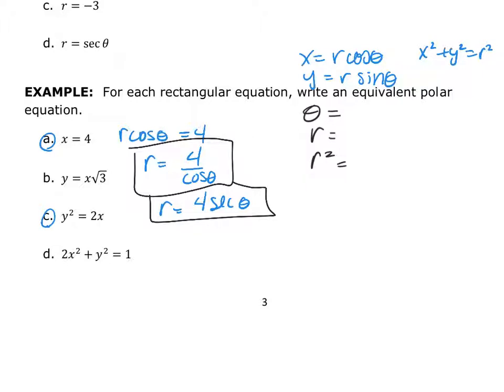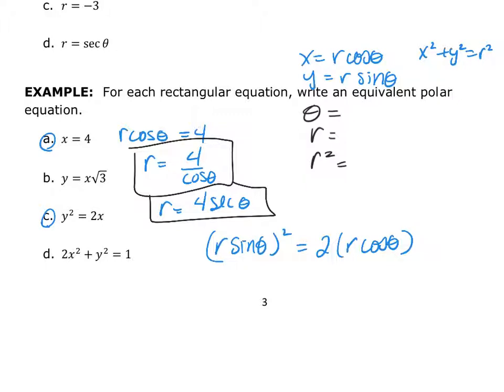Cool. So on the next one, I've got y squared is equal to 2x. So I'm going to replace y squared with r sine theta squared. So r sine theta squared is equal to 2, and I'm going to replace x with r cosine theta. How are we doing so far?